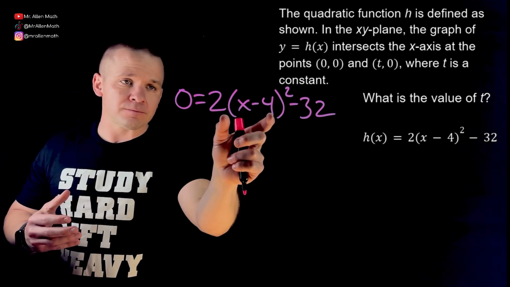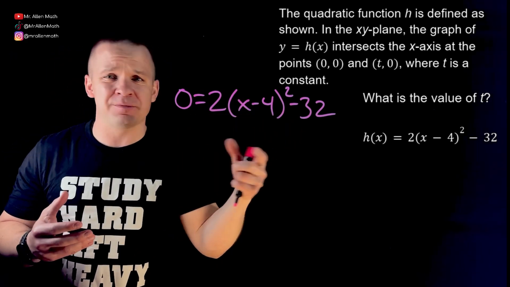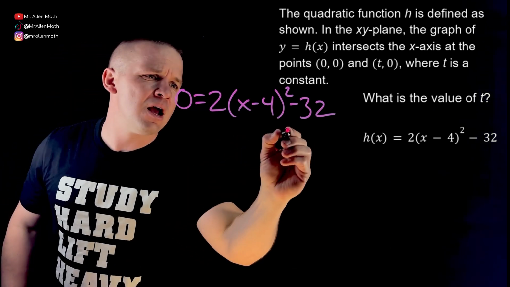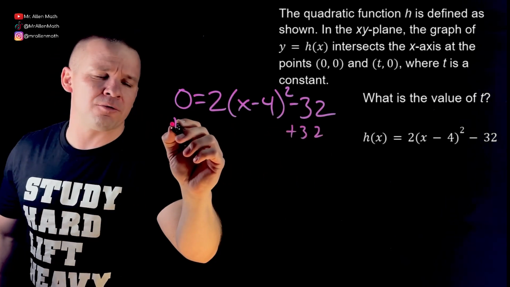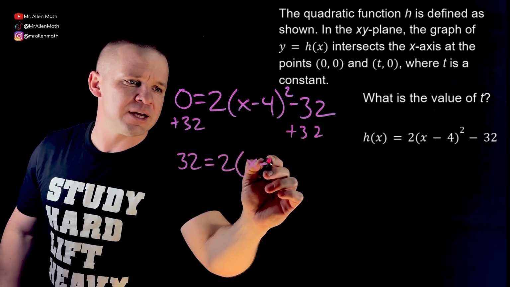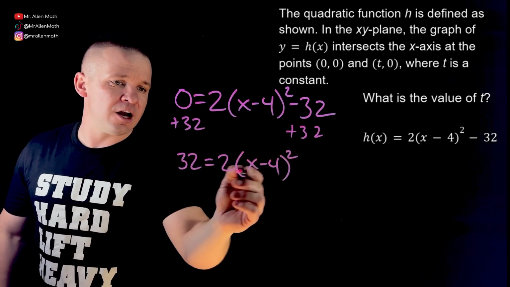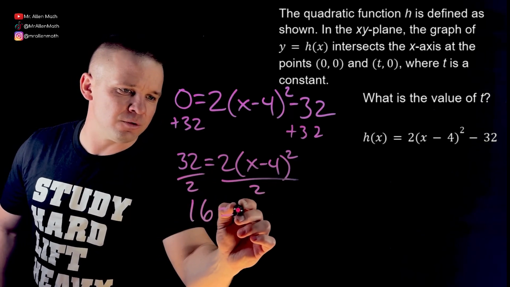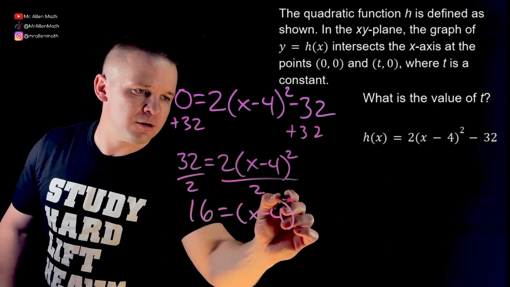You can also multiply this out, x minus 4 times x minus 4, distribute, combine like terms, that sounds terrible. I'm not going to do that. I'm going to add 32. That's the route I'm going to go here, okay? So we got 32 equals 2 parentheses x minus 4 squared. Then I'll divide by 2 on both sides. So we got 16 equals x minus 4 squared.